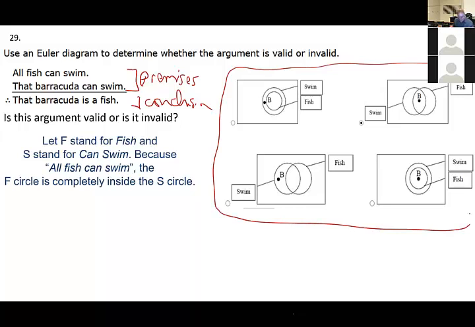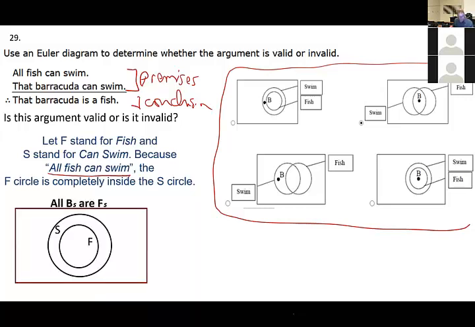And because the first premise says all fish can swim, the fish circle must be completely inside of the swim circle. If it just said some fish can swim, then there could be an overlap. Part of the fish circle might not be inside the swim circle. But if it says all fish can swim, the fish circle has to be inside the swim circle.